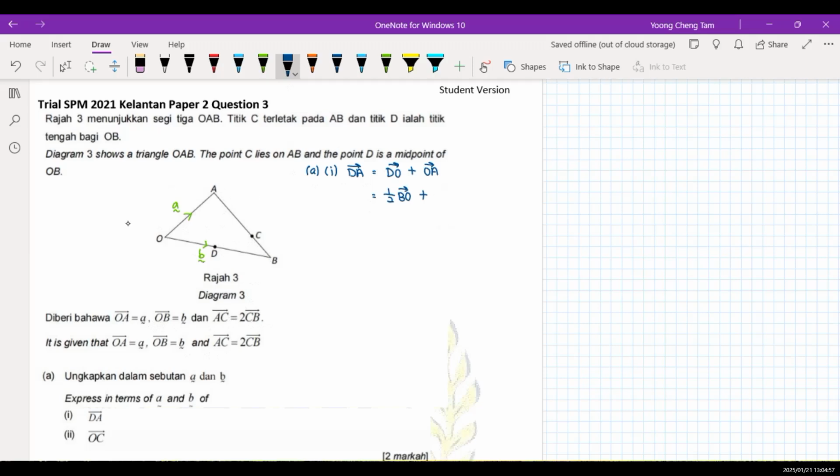OA, we have the vector already. OA is equal to A, so plus A. Now BO, remember the direction is very important. OB is equal to B, so BO will be equal to negative B. Different direction, so you need to put negative. So it will be negative 1 over 2 B plus A.